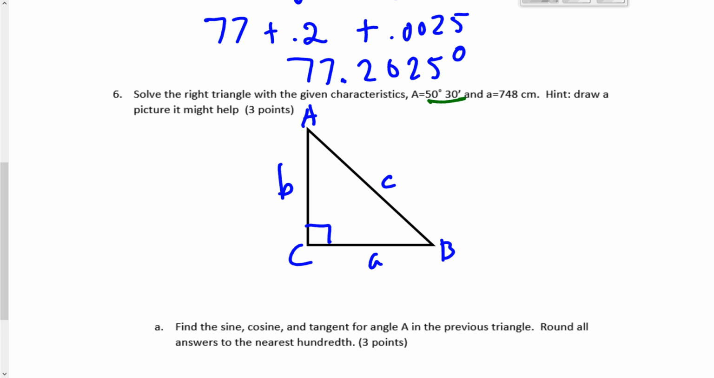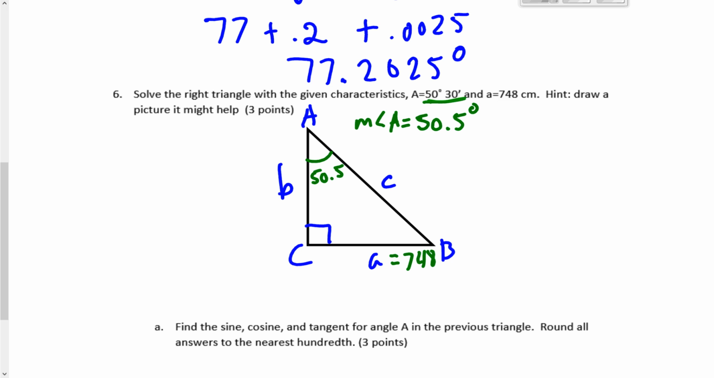Now here's a little trick, right? Because that's 50 degrees and 30 minutes. We want to switch that to decimal degrees form. Okay, so how many degrees are in 30 minutes? Well, that is 0.5. 50.5, right? So go ahead and switch that first. So now this angle right here, measure of angle A is 50.5 degrees. Okay, and then we got little a. So we have this one, 50.5, and we have this side as 748.